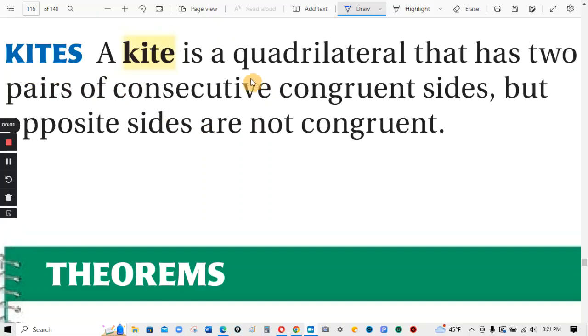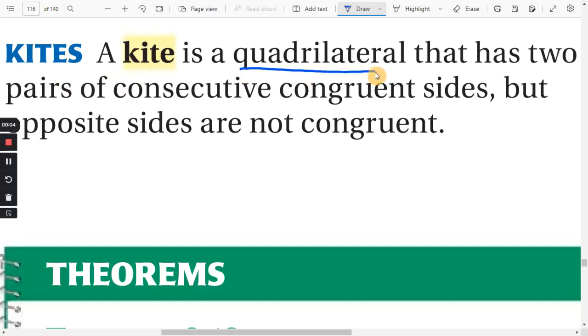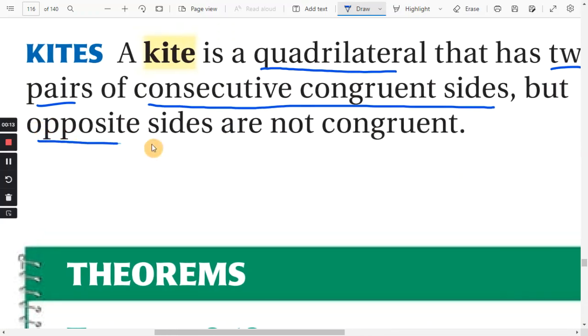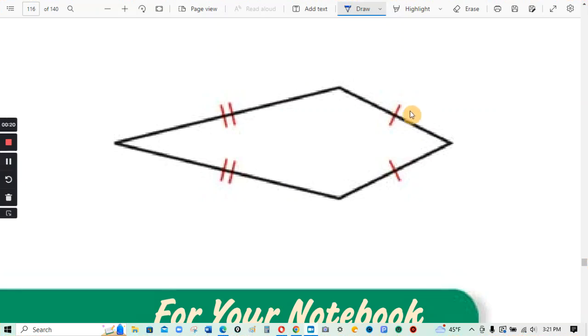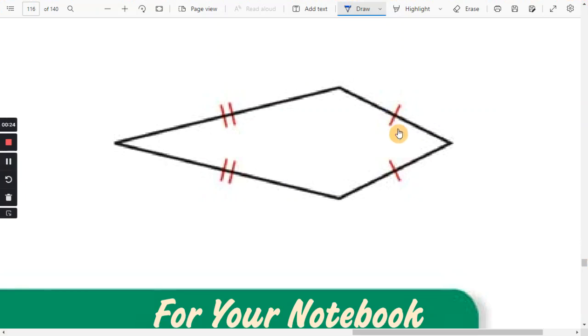Okay, definition of a kite. It is a quadrilateral that has two pairs of consecutive congruent sides, but opposite sides are not congruent. Let's take a look. So notice the sides that are consecutive. The consecutive sides are congruent. Okay, but opposite sides are not congruent.